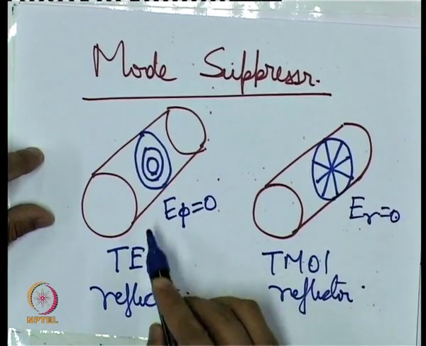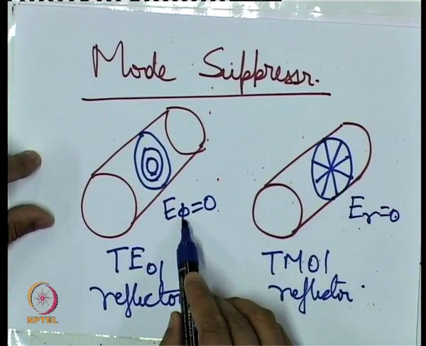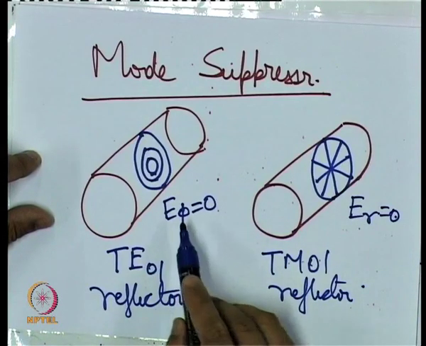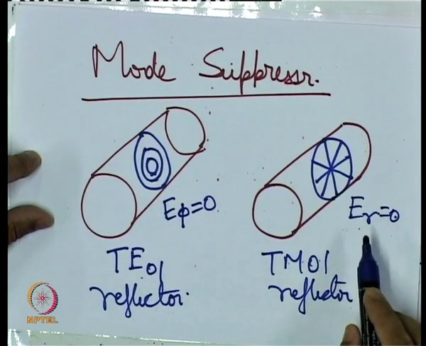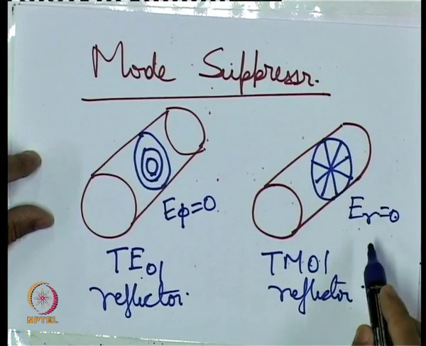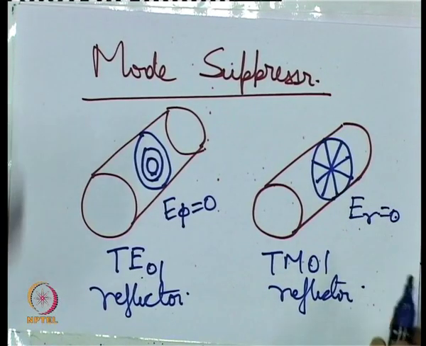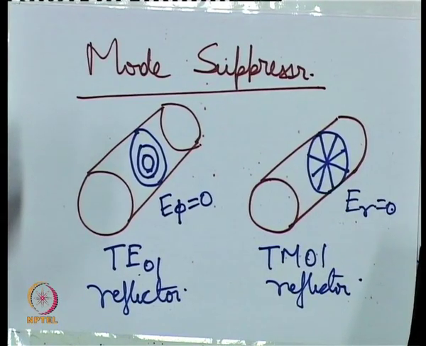Now, it can be shown that if the tangential component of the electric field is nullified, then the TE01 mode will cease to exist. And similarly, if the radial component of the electric field is nullified, then the TM01 mode will cease to exist. So, these are some of the two-port devices that are commonly used. Of course, filters are also examples of two-port devices, but we shall cover them in a separate module. In the next module, we shall cover three-port devices. Thank you.